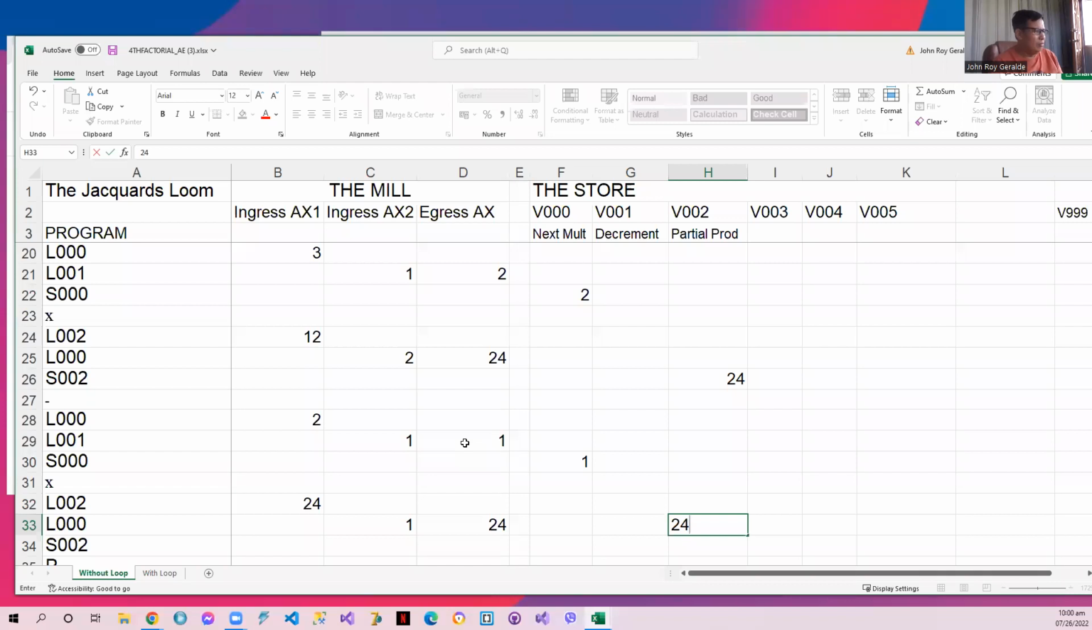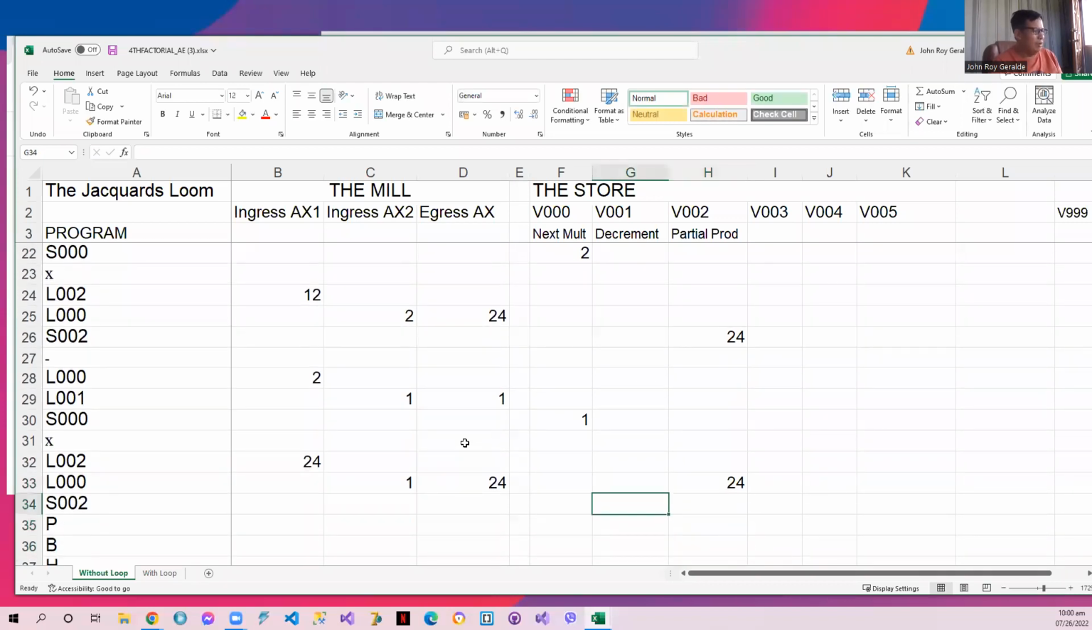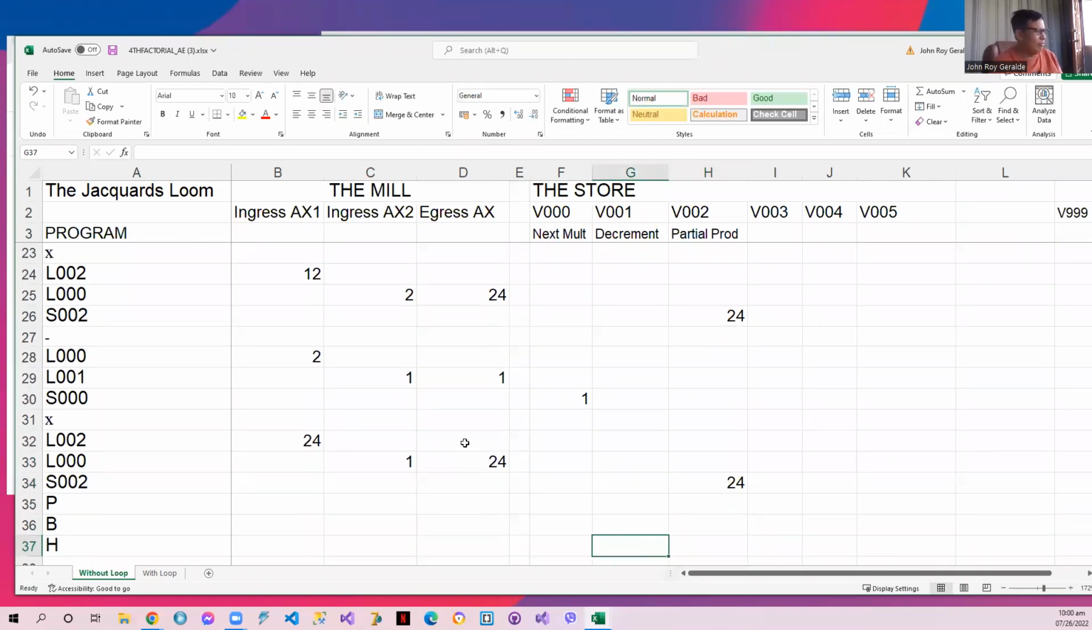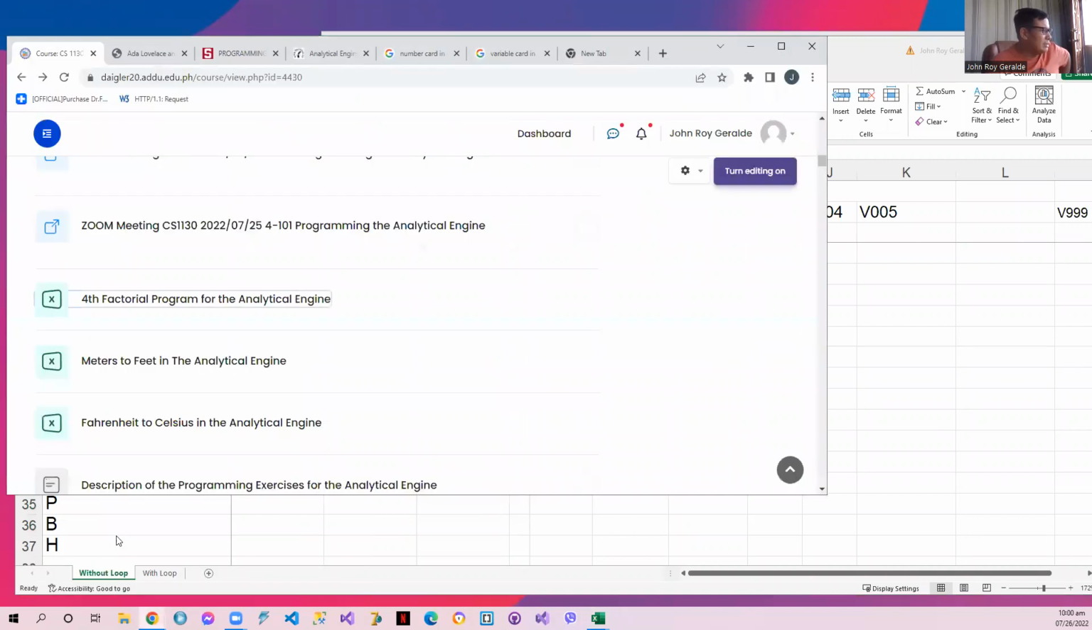24 times 1, and we will have 24 down here. And we will have a print. Punch it to the last card, and then bell and horn. Do you follow? So you can download this worksheet from our site, the 4th factorial program for the analytical engine.